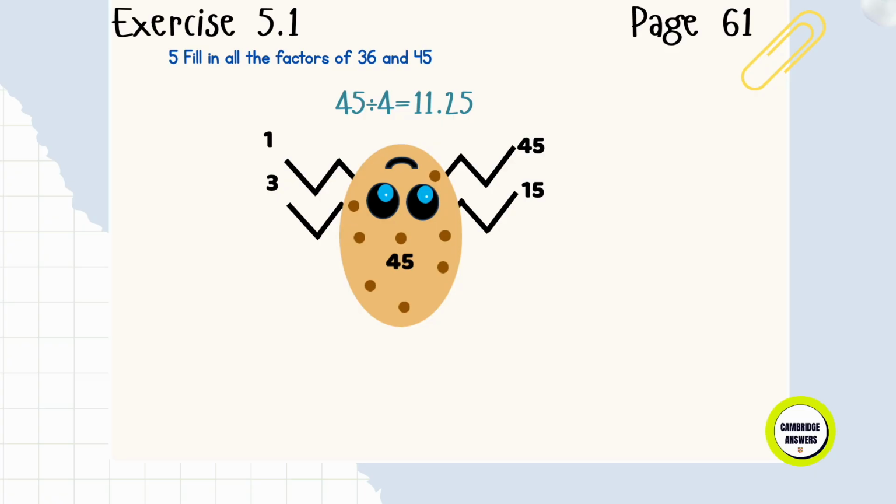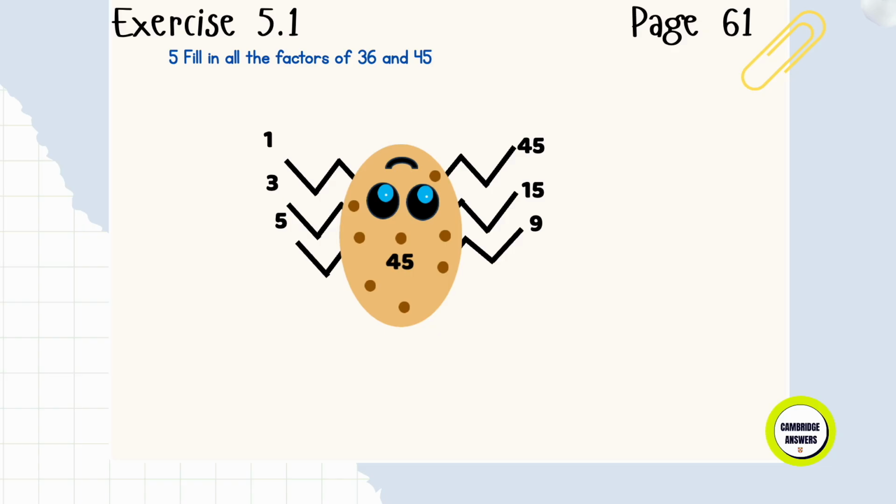Next, 4. 45 divided by 4, 11.25. Nope, doesn't work. Try 5. 45 divided by 5, that's 9. Yes, more legs for the bug. 6. 45 divided by 6, 7.5. Nope. 7? Nope. 8? Nope again. And 9? We already used 5 and 9 before.